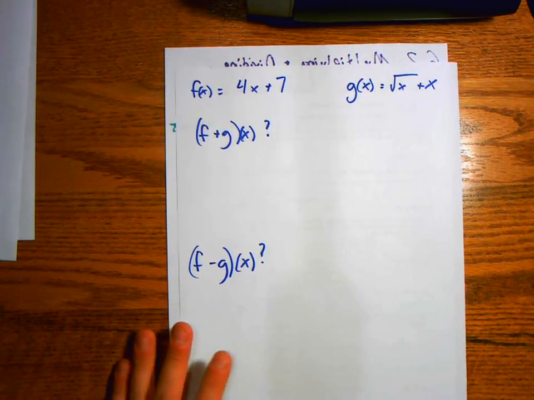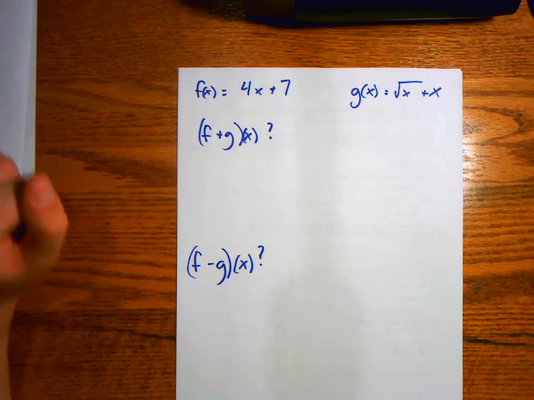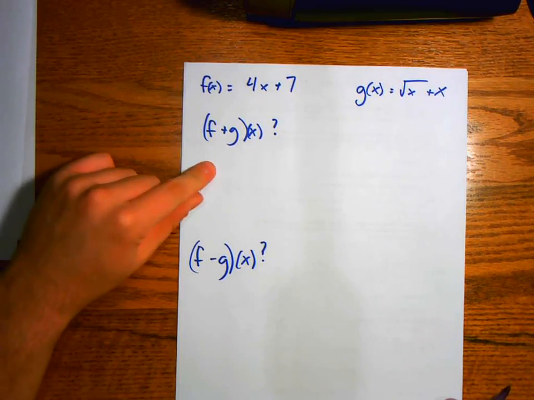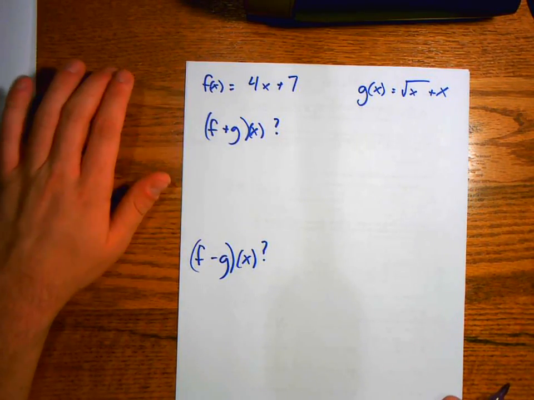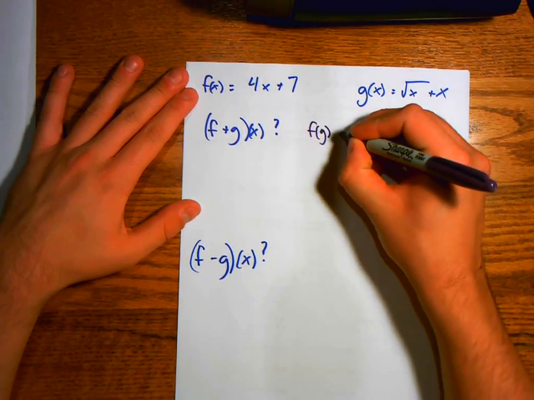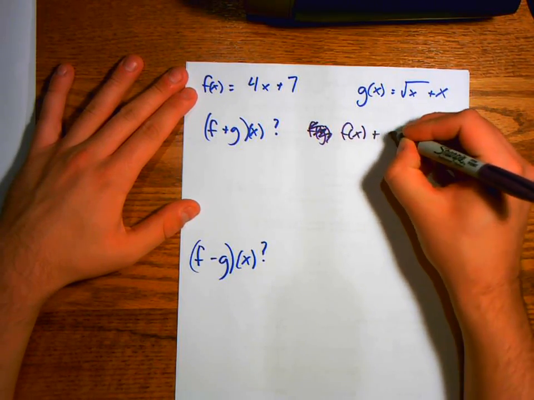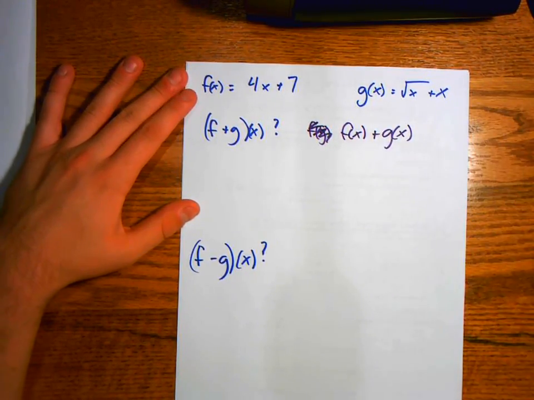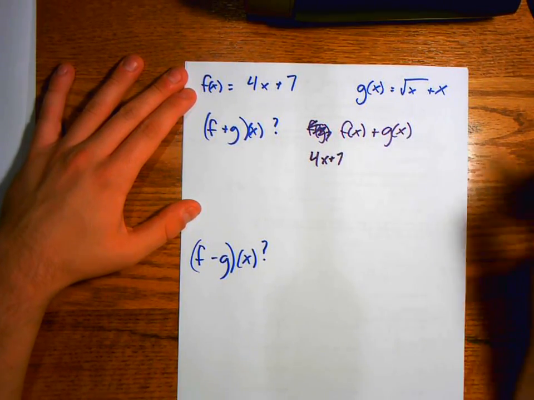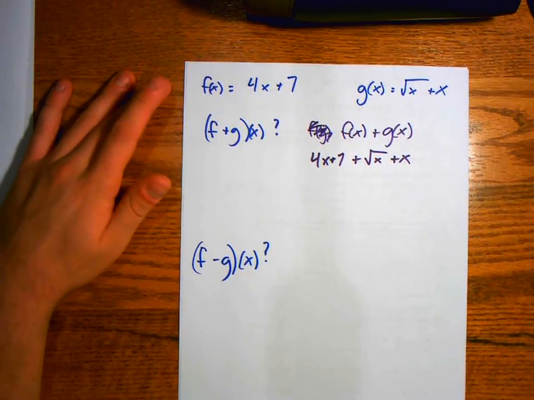Okay, so let's say we have two different functions where f of x is 4x plus 7 and g of x is the square root of x plus 6. And we want to find what f plus g of x is equal to. Now again, I would prefer to write it as f of x plus g of x. So we're going to take our f of x function, which is 4x plus 7, and add it to the square root of x plus x.